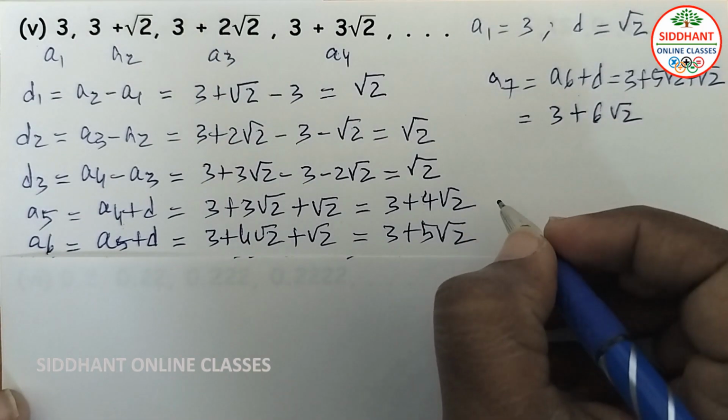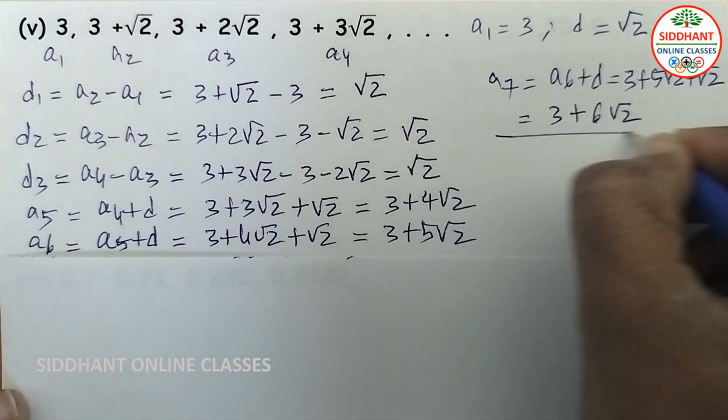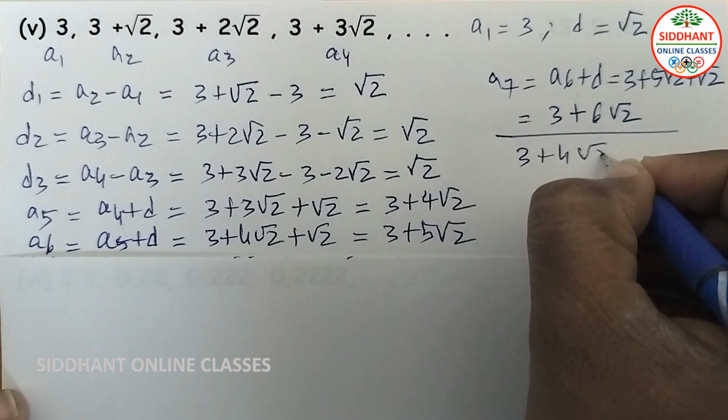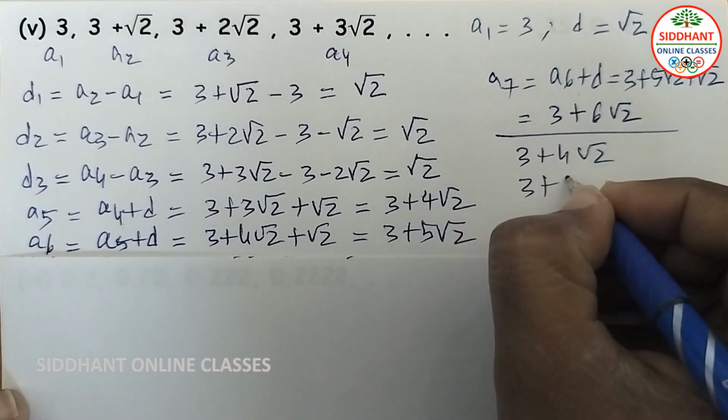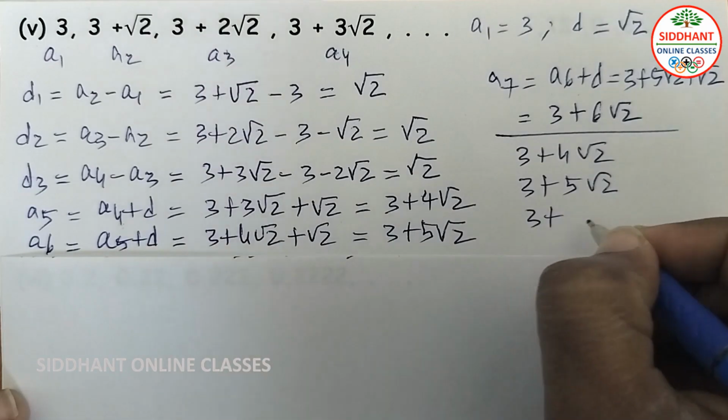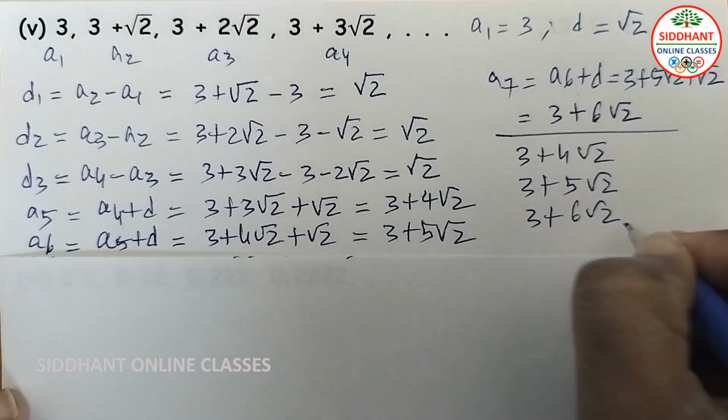So the 3 terms are: one is 3 plus 4 root 2, the other one is 3 plus 5 root 2, the other one is 3 plus 6 root 2 here. These are the 3 next terms.